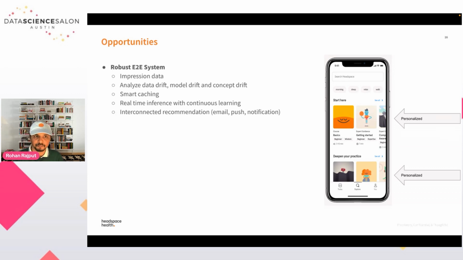The last thing is we wanted to build an interconnected recommendation system. That means we want this recommendation system to serve not only in the app, but also in other channels like marketing, email, push, and notification. So if our user forgets to meditate someday, we can email them about their daily schedule. We can send a push notification to them, and we can reduce the amount of noise we send to our users and only send relevant information, so our users can get the full benefit of their subscription.